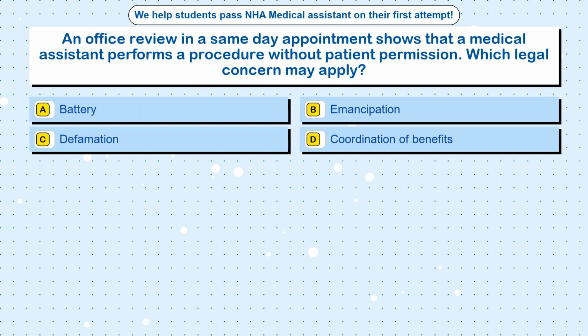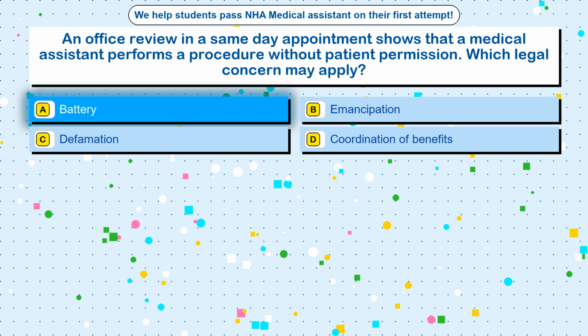Question 60. An office review in a same-day appointment shows that a medical assistant performs a procedure without patient permission. Which legal concern may apply? Option A, battery. Option B, emancipation. Option C, defamation. Option D, coordination of benefits. The correct answer is option A, battery.